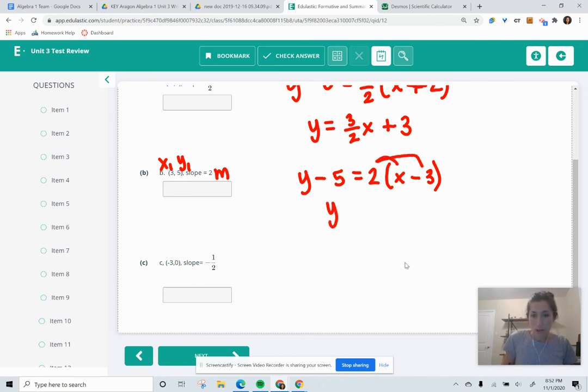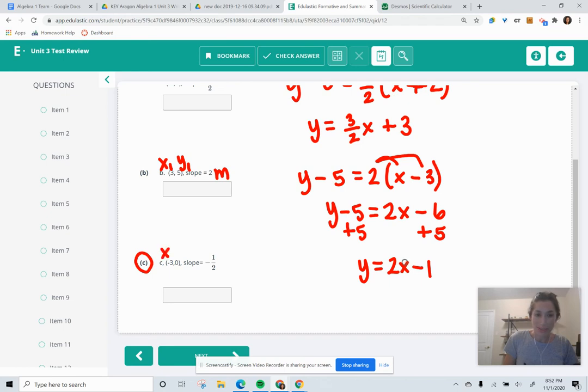That's going to give us y minus 5 equals 2x minus 6, and then we're going to add a 5 to both sides. That's going to give us y equals 2x minus 1. And then I'm going to have you try question C on your own. This is x sub 1, y sub 1. And then we have our m, and we're plugging that into the equation.